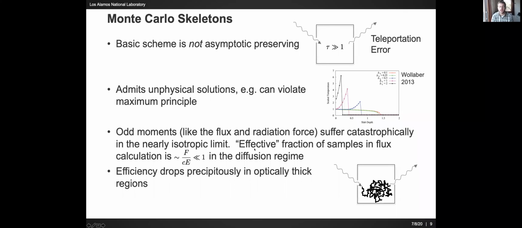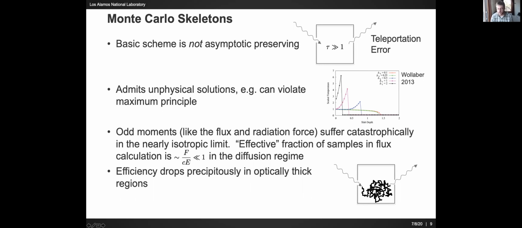This is the bit about radiation force. It turns out that in optically thick environments, when you try to calculate things like the first moment, like the flux or the radiation force, you end up being incredibly noisy because the effective fraction of samples that go into that calculation is dramatically reduced. It's something like F over CE, which is much less than 1. And so your radiation forces are complete garbage when it's optically thick. And this is one reason why going for a radiation pressure dominated problem with Monte Carlo is a bit dangerous. And the last thing is that in optically thick environments, the efficiency of these schemes drops ridiculously fast.